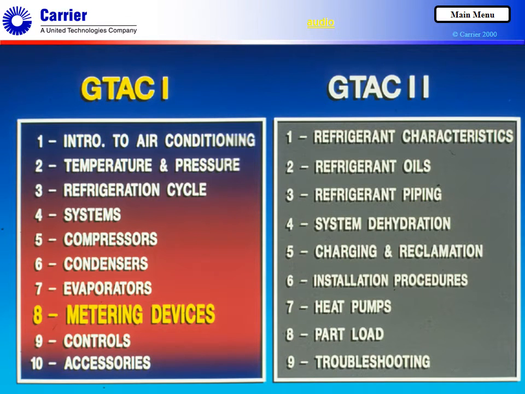The GTAC series is divided into two sections. The 10 modules of the GTAC1 section provide the language and foundation you will need to understand the basics of air conditioning. The 9 modules of GTAC2 contain more advanced material on mechanical air conditioning systems. To ensure your understanding of the material, answer the skills check questions scattered throughout each module. Check with your instructor if you need additional help.